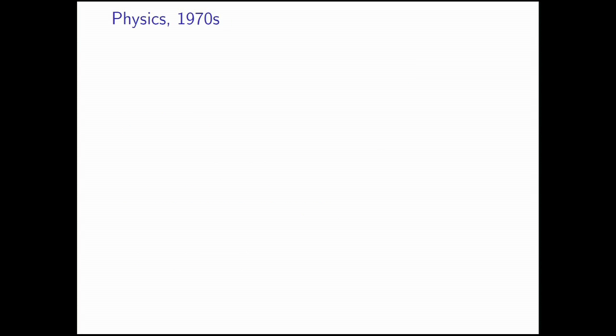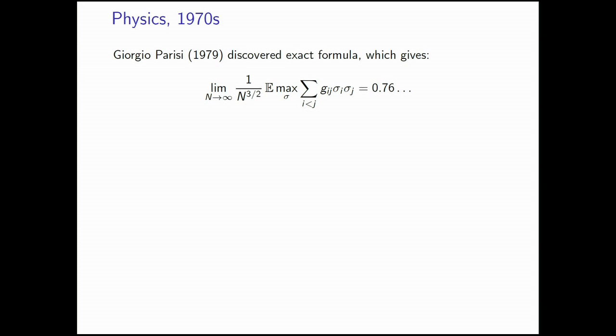And so it turns out the physicists were interested in this question in the 1970s, and in particular, Giorgio Parisi in 1979 discovered an exact formula, which I will show in a second. From that formula, you can get the precise behavior of this maximum. If you take this maximum of the comfort function and divide by its order of magnitude n to the 3/2, you get some exact limit, which is equal to 0.76 something.